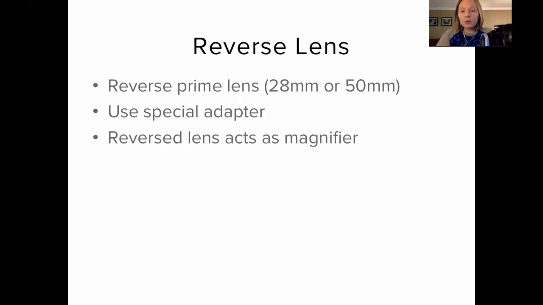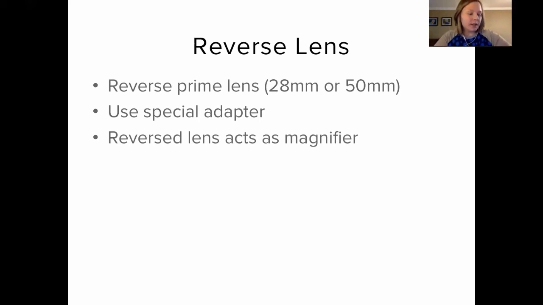Now, you don't just want to reverse any lens. You tend to want to use a prime lens. And a prime lens is a lens that's not zoom. It's a fixed focal length lens. The wider the angle, the more magnification that you're going to get. So notice here I have on the slide either a 28 millimeter or a 50 millimeter. Those prime lenses tend to work really well.